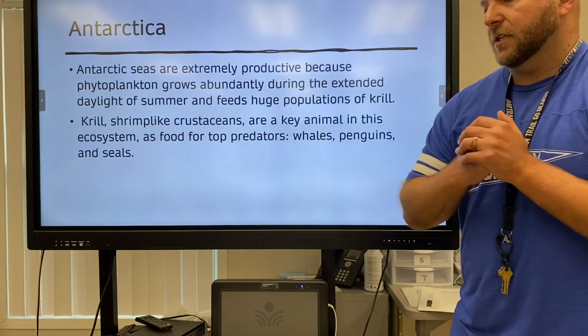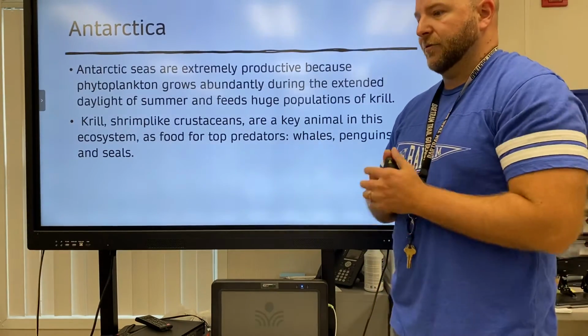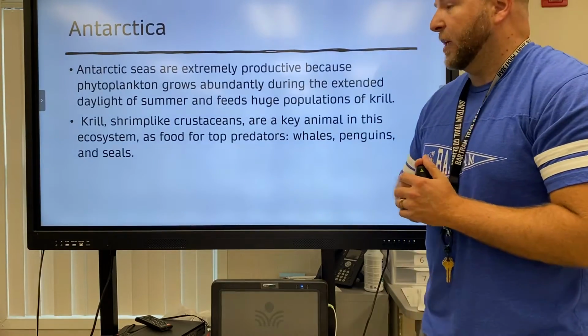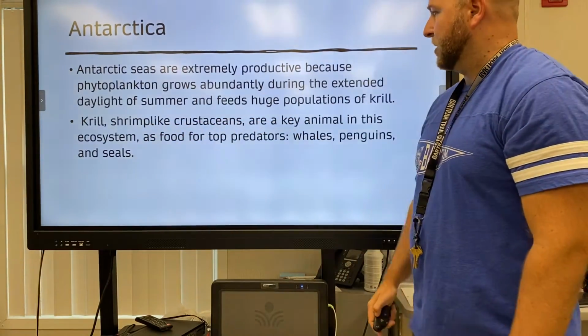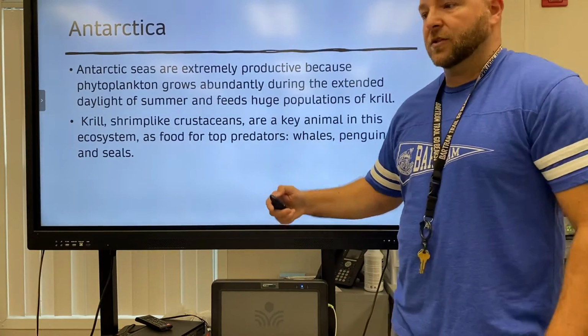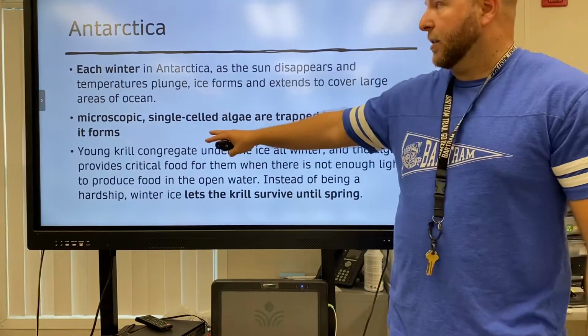The Antarctic seas are extremely productive because of phytoplankton. Lots and lots of phytoplankton that we have there. And because of it, we then also see lots of krill, shrimp, crustaceans, other stuff that builds up in that ecosystem around that phytoplankton. Some things we want you to know about that phytoplankton.